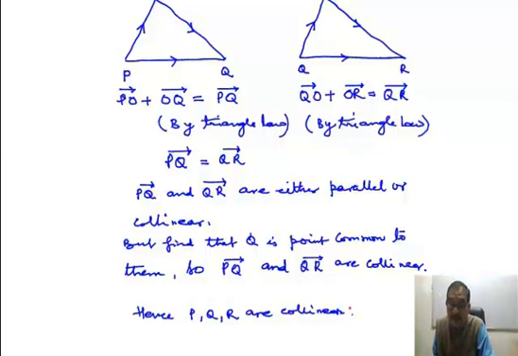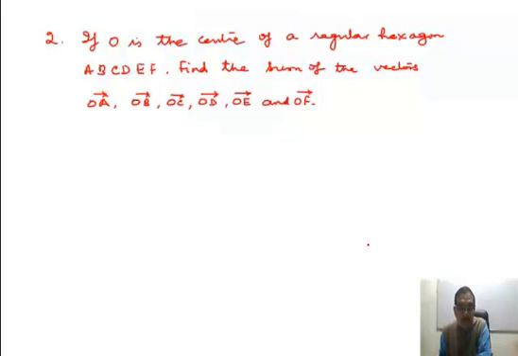Now we will see the next question. Now we will see question number 2. If O is the center of a regular hexagon ABCDEF, find the sum of vectors OA plus OB plus OC plus OD plus OE plus OF.